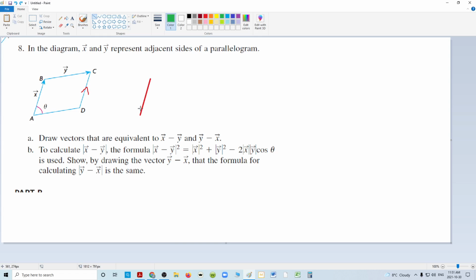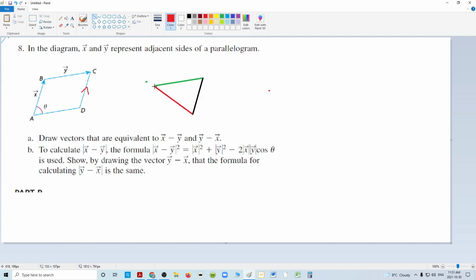Did I get that right? No, I didn't get it right. So I'm essentially taking x and subtracting y, so I'll do it in the right order. I'm taking x, and I'm going to subtract this y, and I end up with this line. I'm going to draw it in red.